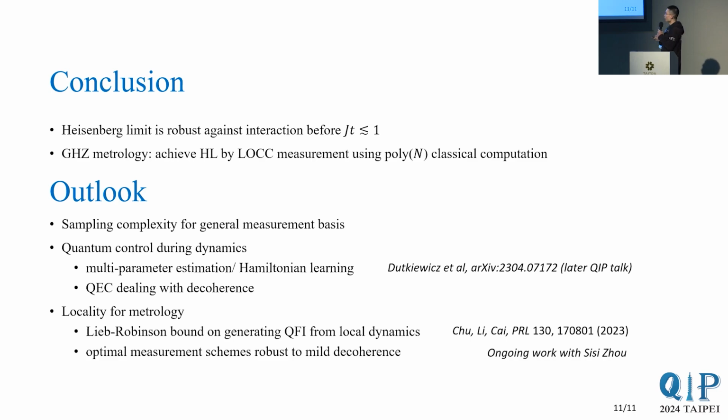For example, one can bound how fast one can generate quantum Fisher information using local dynamics, using Lieb-Robinson bounds. And in our ongoing work, we also show that for such locally generated metrological resource states, how you can measure them in a sufficiently local way and in an optimal sense. With that, I'd like to thank you for your attention, and I'm happy to take questions.